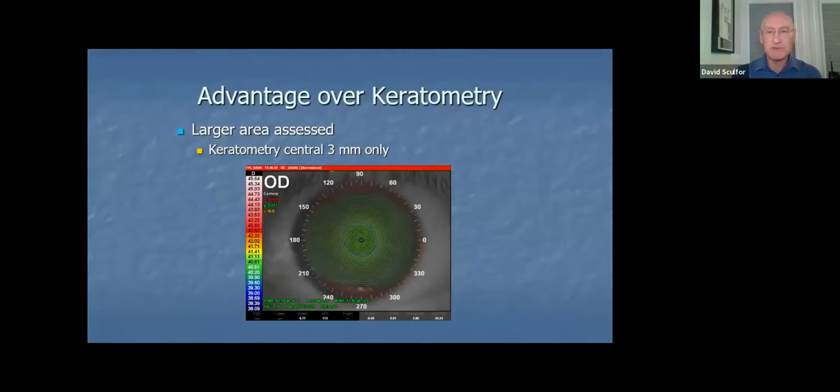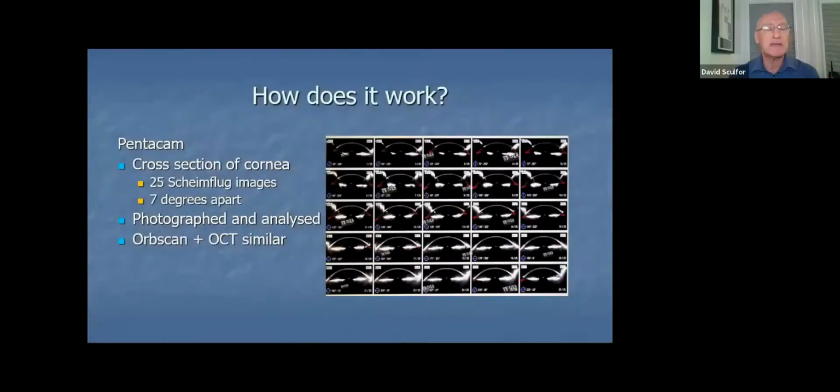So how do these instruments work? Well, you've got different techniques. The Pentacam takes a cross-section of the cornea. What it does is take 25 of these Scheimpflug images, 7 degrees apart, right the way around the clock. They're photographed, and that image is then analysed to give a corneal curvature in each of those points across the cornea. The Orbscan and an OCT work in a similar way.